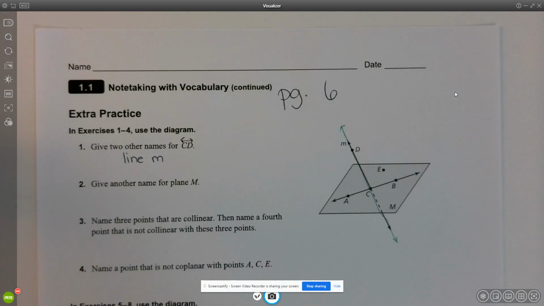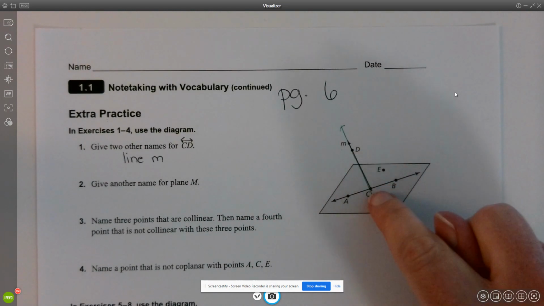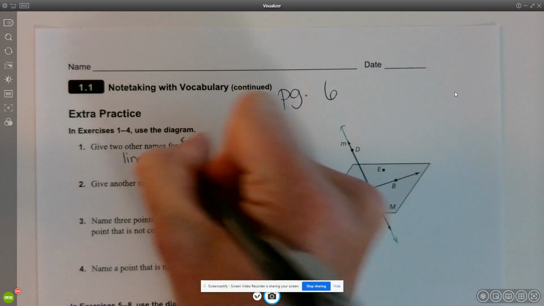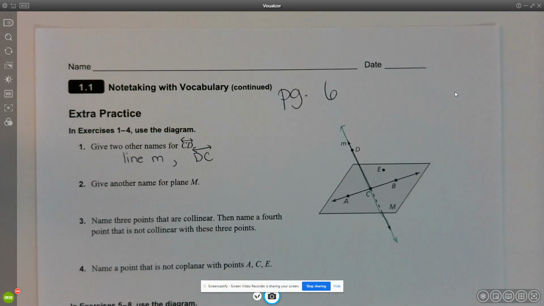I can also use any 2 points on the line to name it. The only 2 points I see on line CD are point D and C. So for another name for line CD, remember, I can change the order of the points. So I could also call this line DC. And make sure you have the line symbol above your points.